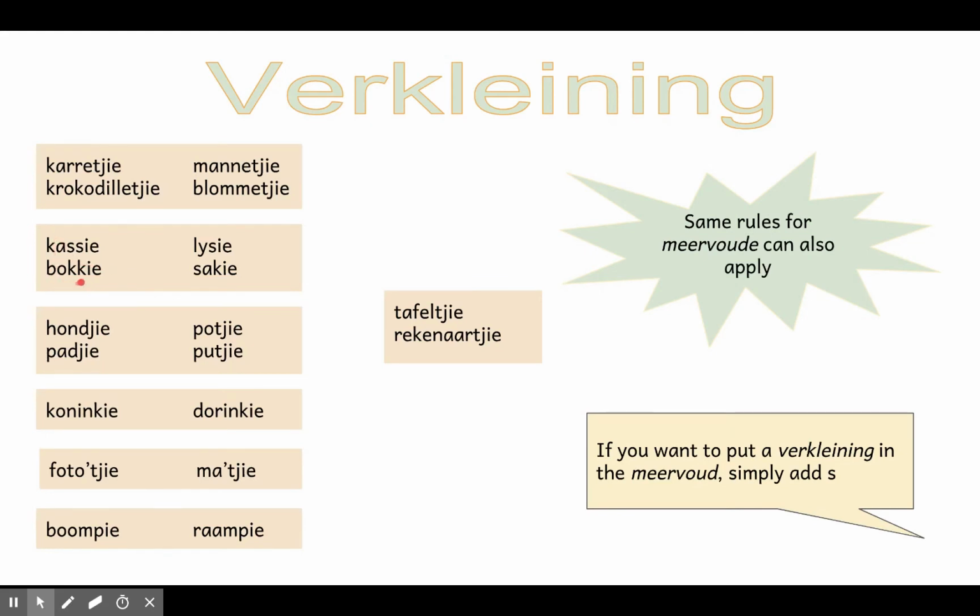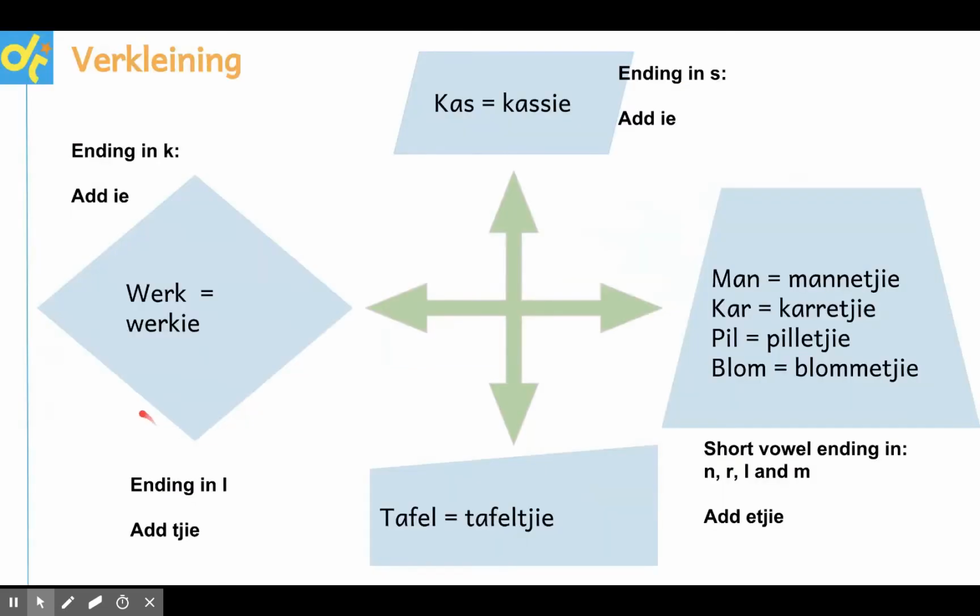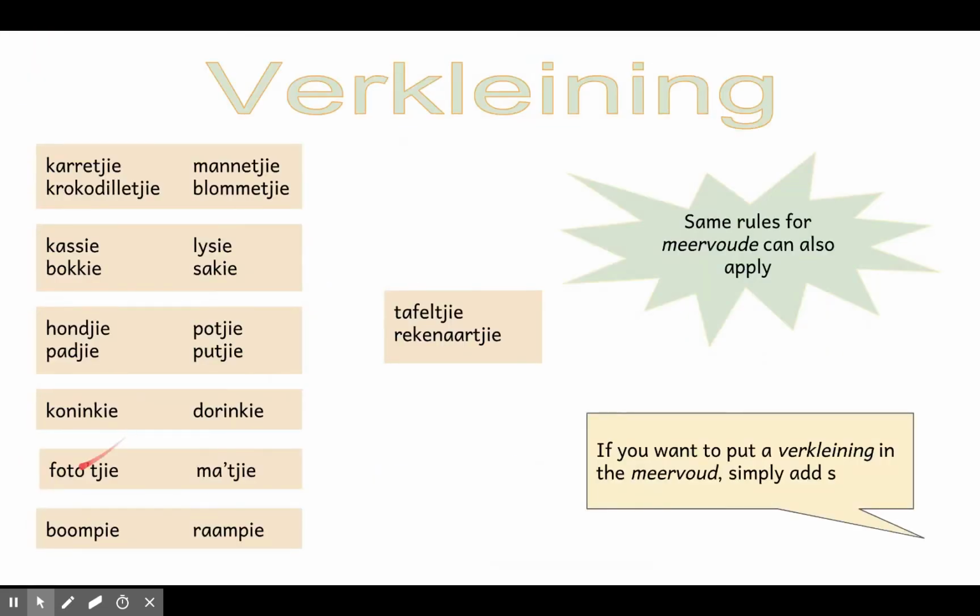Short vowel, you have to double your K and double your S. Normal vowels or long vowels: lacy, saakie. One consonant, IE: winkie, paaitjie, potjie, puitjie. Words ending in D and T, add a JIE. Words ending in NG: koningkie, doringkie. You have to drop the G.